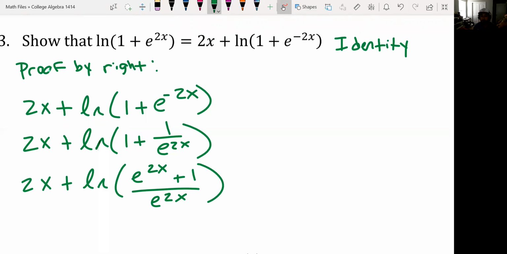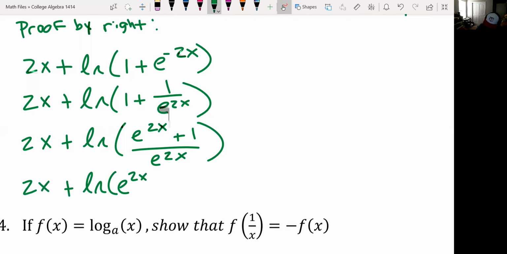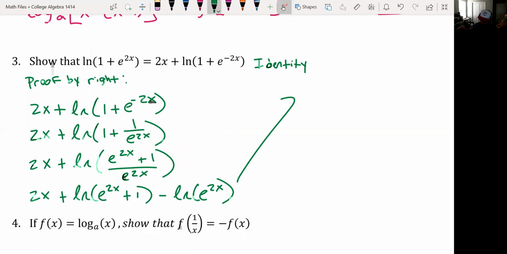And now, by logarithmic properties, you have a quotient on the inside. We can expand this to the difference. So you'll get 2x plus the natural log of e to the 2x plus 1, minus the natural log of e to the 2x. And now, continuing this proof, you'll get 2x plus, nothing can be done here, e to the 2x plus 1.